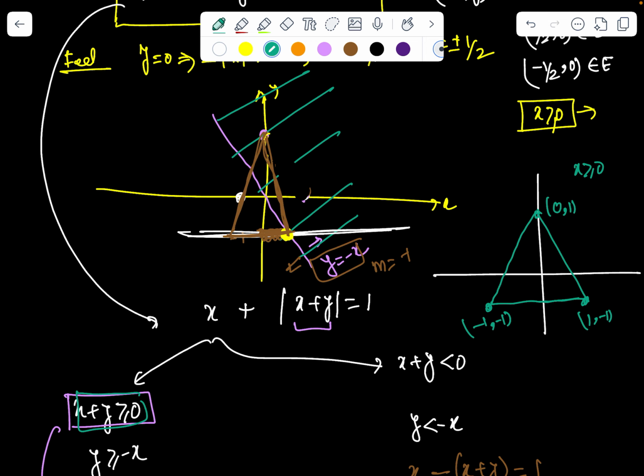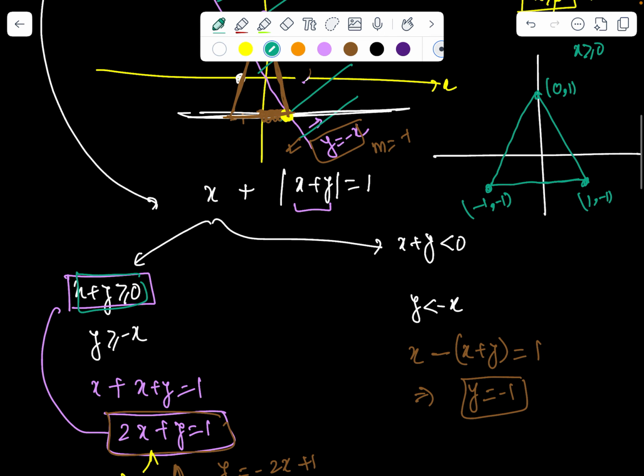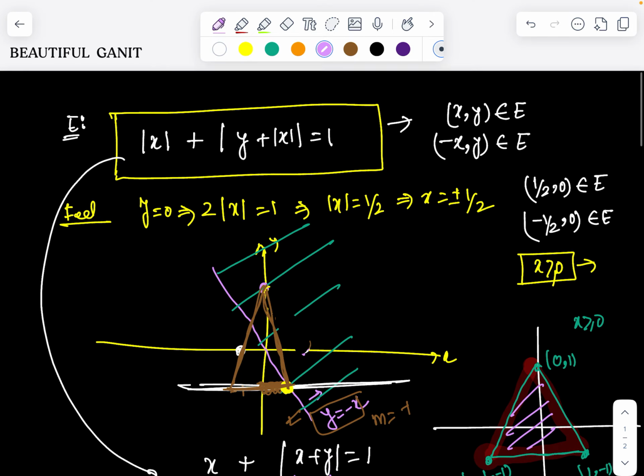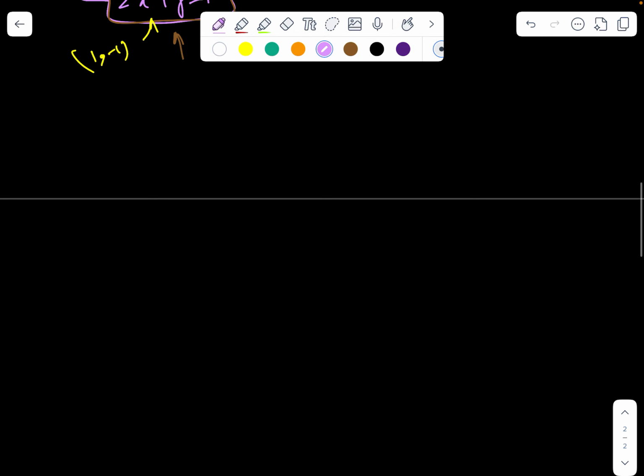So this is all about the graph that we got, and it's nothing but a triangle. And that's an interesting thing, because JEE can ask you to find the area of the triangle given by this curve, right? So you can find half into base into height, and that will solve the question. Now let's do something more exciting, right? Because this was the simplest case.